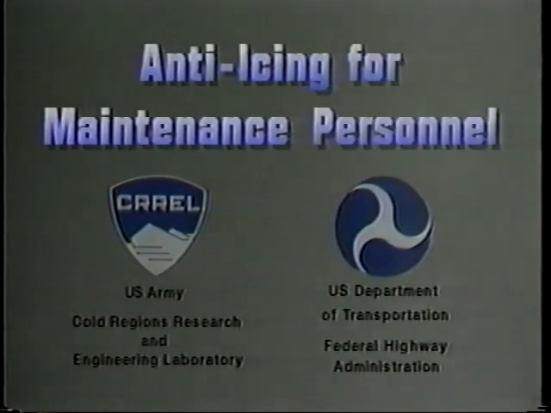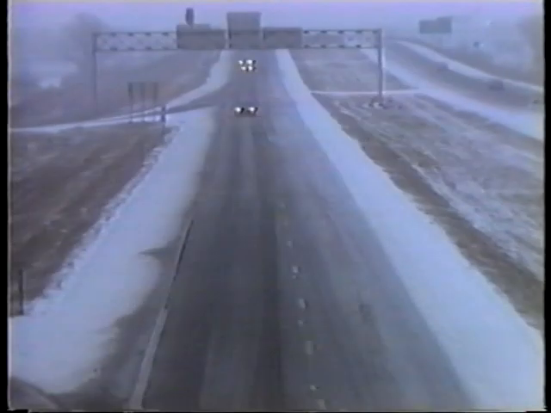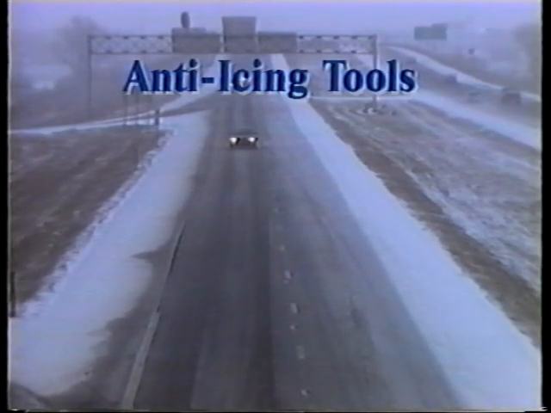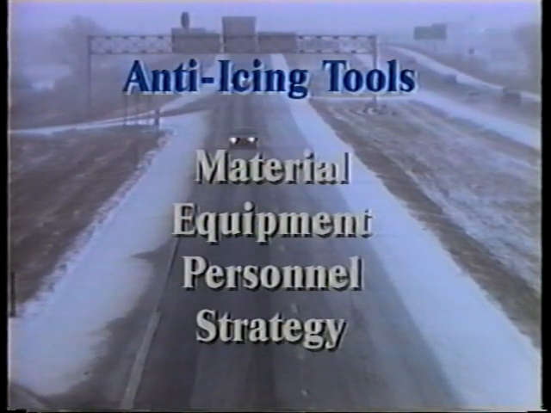The information presented here is intended to help maintenance managers and field personnel implement effective anti-icing programs. Further details can be found in the Federal Highway Administration publication, Manual of Practice for an Effective Anti-Icing Program. Anti-icing is a systematic approach to winter road maintenance that requires the use of the right tools, material, equipment, personnel, and strategy at the right place and at the right time to prevent or reduce the ice pavement bond.